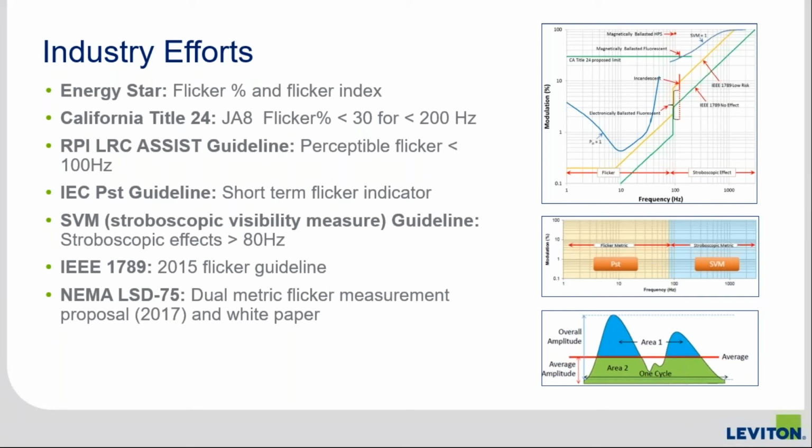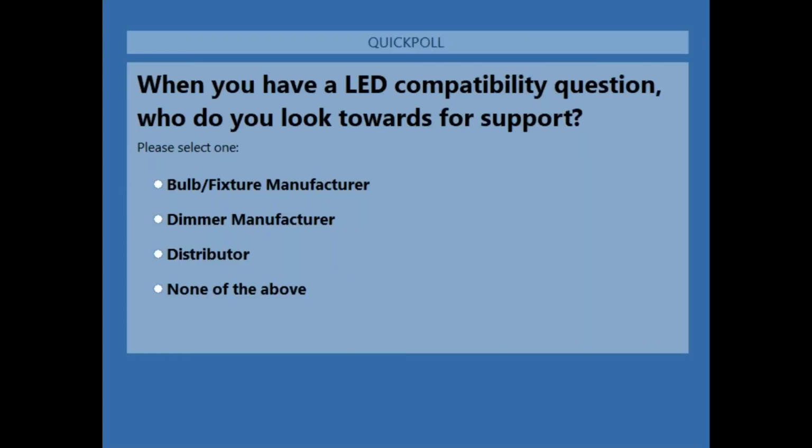Hey, Tom, really quickly, if I could just ask, I'm going to deploy one more poll here on our webinar, and everybody's been so cooperative, so thank you so much. But we want to know, when you have LED compatibility issues, who do you look to for support? So you'll see that poll open up right now. And whether you're going to the bulb or the fixture manufacturer, maybe you're going to the dimmer manufacturer, the distributor, or maybe you don't do any of those things and you're just going to say none of the above. We're going to leave that poll open for a few more seconds, but thank you to the people who have voted so far. I appreciate that.